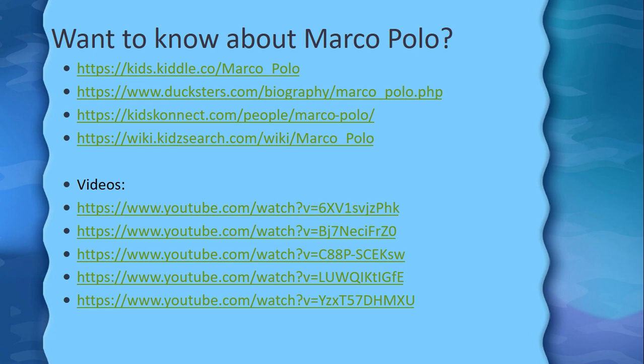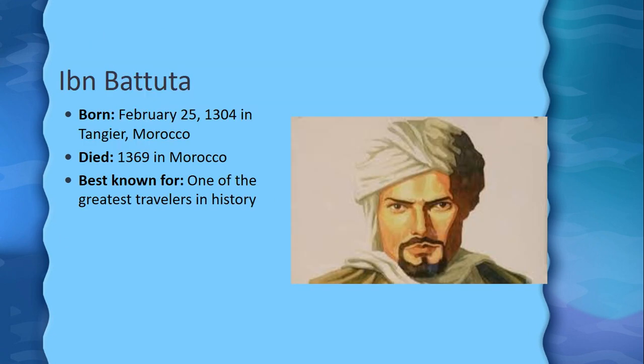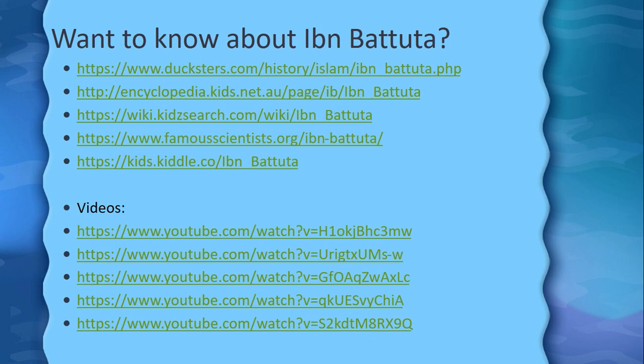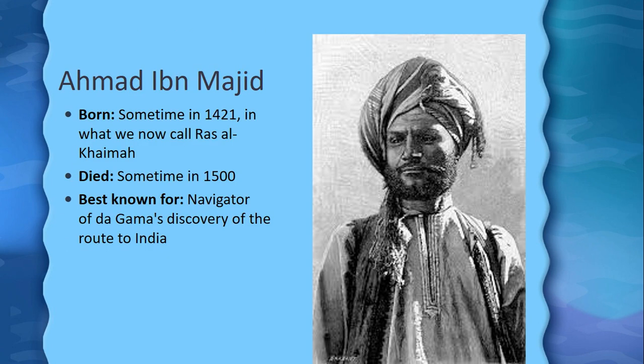So if you haven't quite decided yet, keep watching and learning, and maybe by the end of it, you will have chosen your person. So up next, we have Ibn Battuta, okay, and he was born in Morocco on February 25th, 1304, and he died in Morocco in 1369. He is best known for being one of the greatest travelers in history. So he's a pretty big deal. There's a mall named after him in Dubai, I believe. So again, if you think I want to learn more about him and research him for my project, there are some websites to help you and some videos as well.